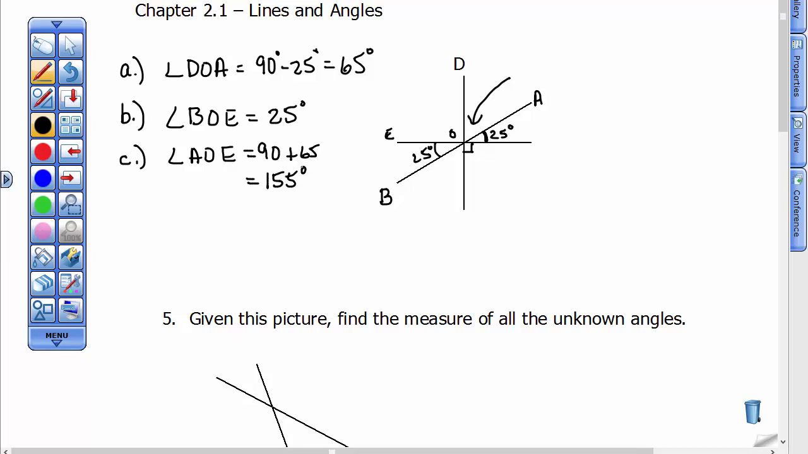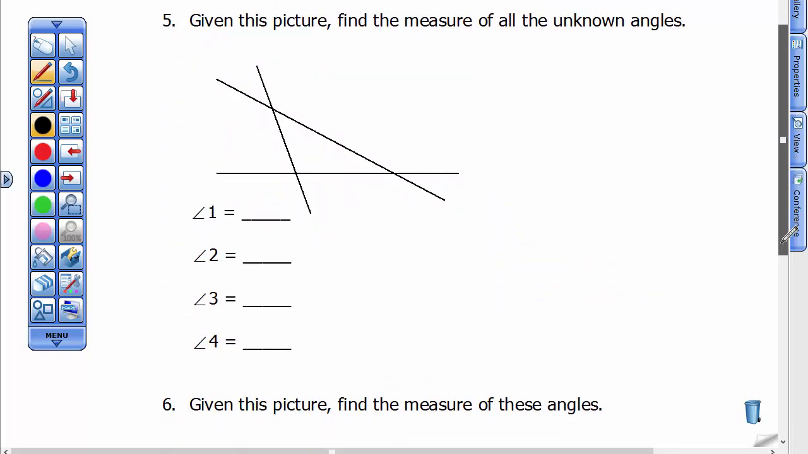Okay, let's see if we can get these next two problems done fairly quickly. Pretty challenging though, I must admit. Here's the numbers that I'm giving you. This is 18 degrees. This is 72 degrees. This is called angle 1, 2, 3, and angle 4.